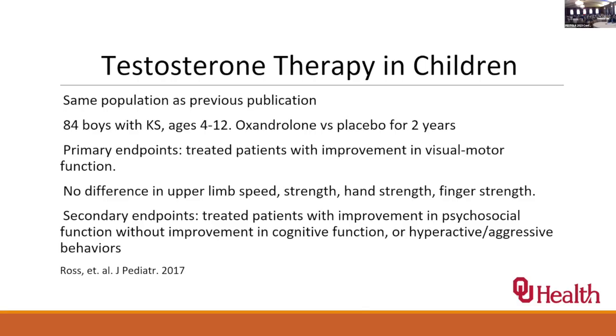The second paper that came out, again 84 boys, ages 4 to 12, was oxandrolone versus placebo for 2 years. These treated patients had improvement in visual motor function, but there's no difference in upper limb speed, strength, hand strength, or grip strength, is really what they're looking at, or finger strength. And I thought maybe there's going to be some motor deficits in Klinefelter as well, and so this is trying to look more at the motor aspects. Secondary endpoints included looking at psychosocial function. So there was some improvement there, but no improvement in cognition or aggressive behaviors.